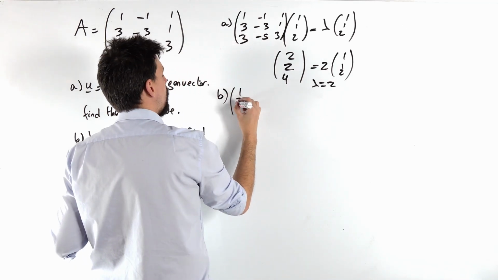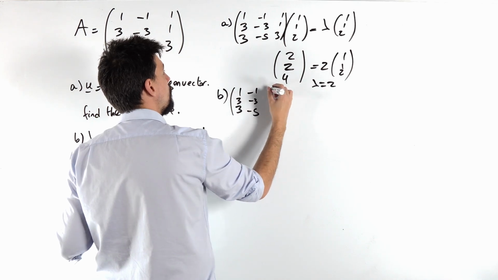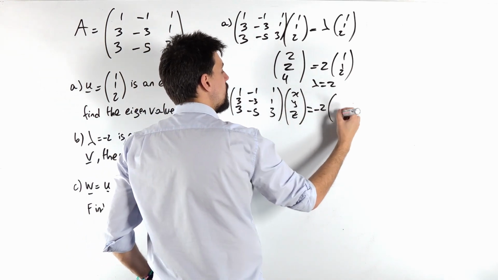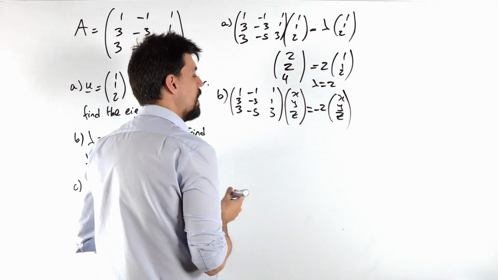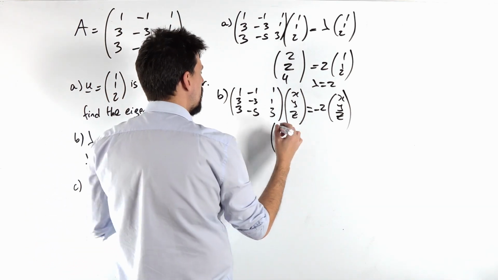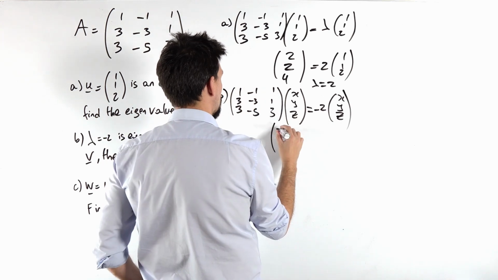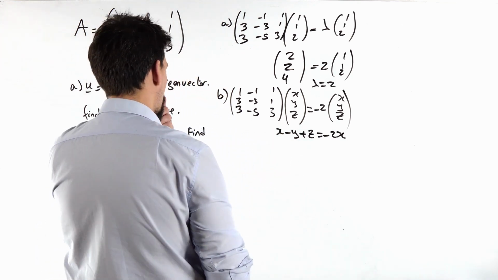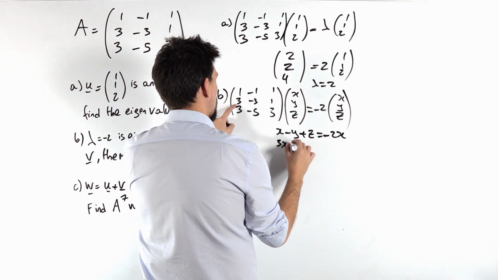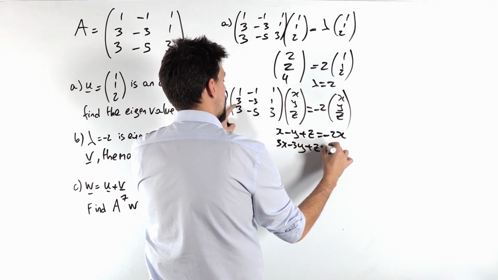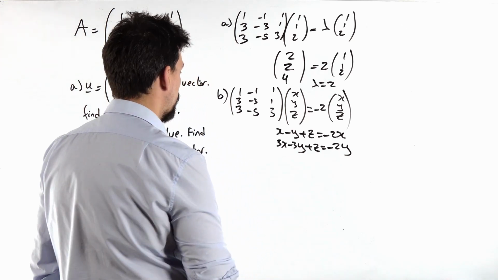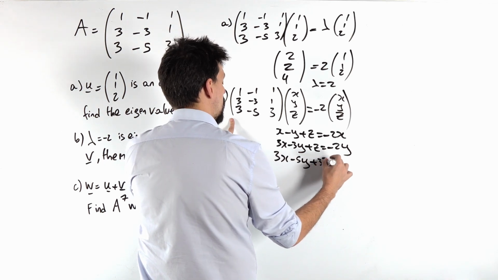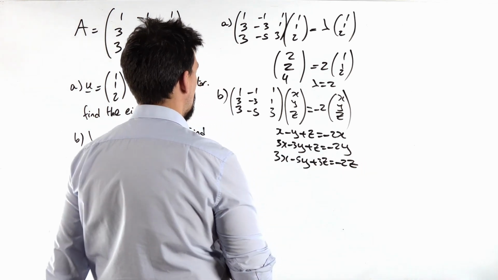Other way around. The matrix 1, 3, 3, minus 1, minus 3, minus 5, 1, 1, 3, times some vector x, y, z is minus 2 times x, y, z. Now what does that tell me? Well, x minus y plus z is equal to minus 2x, so we're going to need that. We're going to need 3x minus 3y plus z is minus 2y. And we're going to need 3x minus 5y plus 3z is minus 2z.